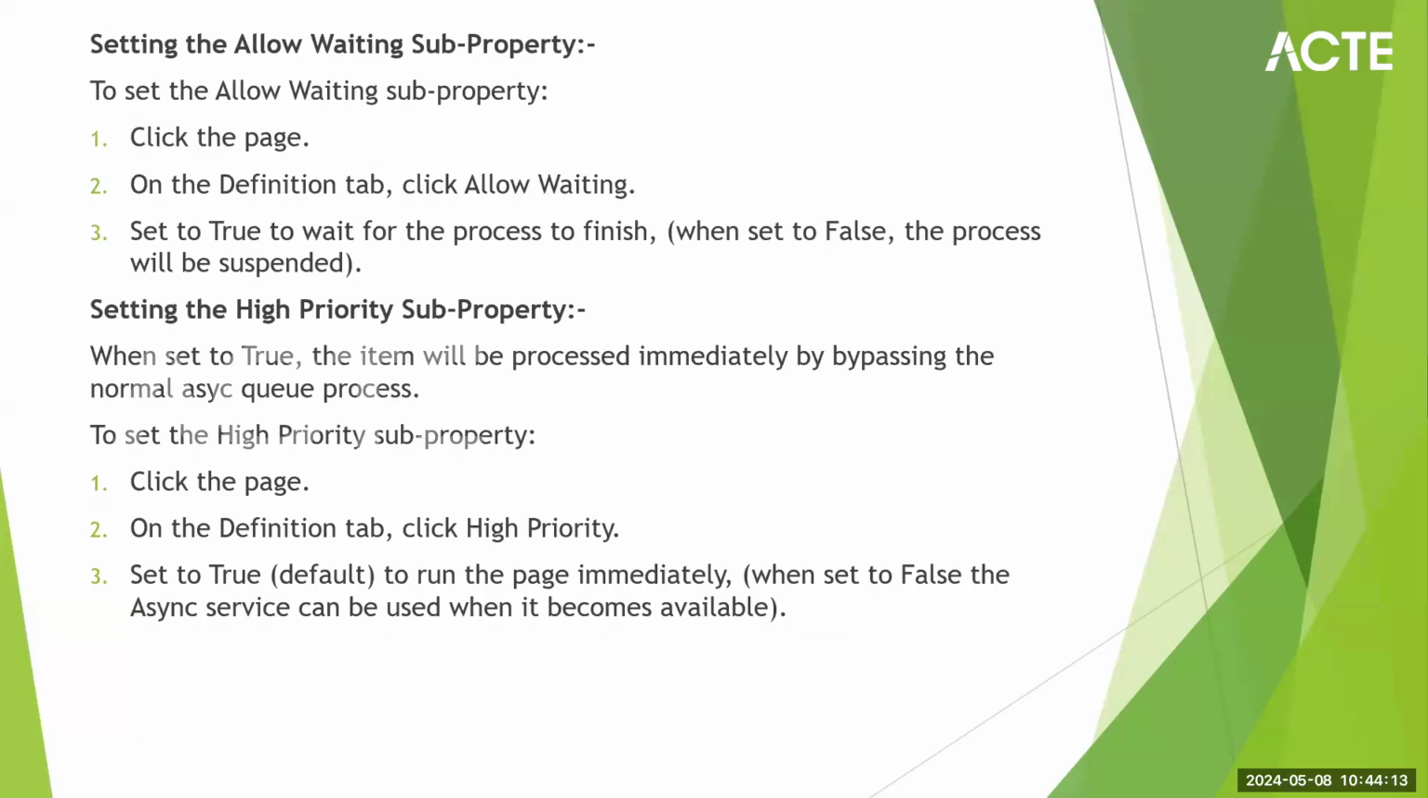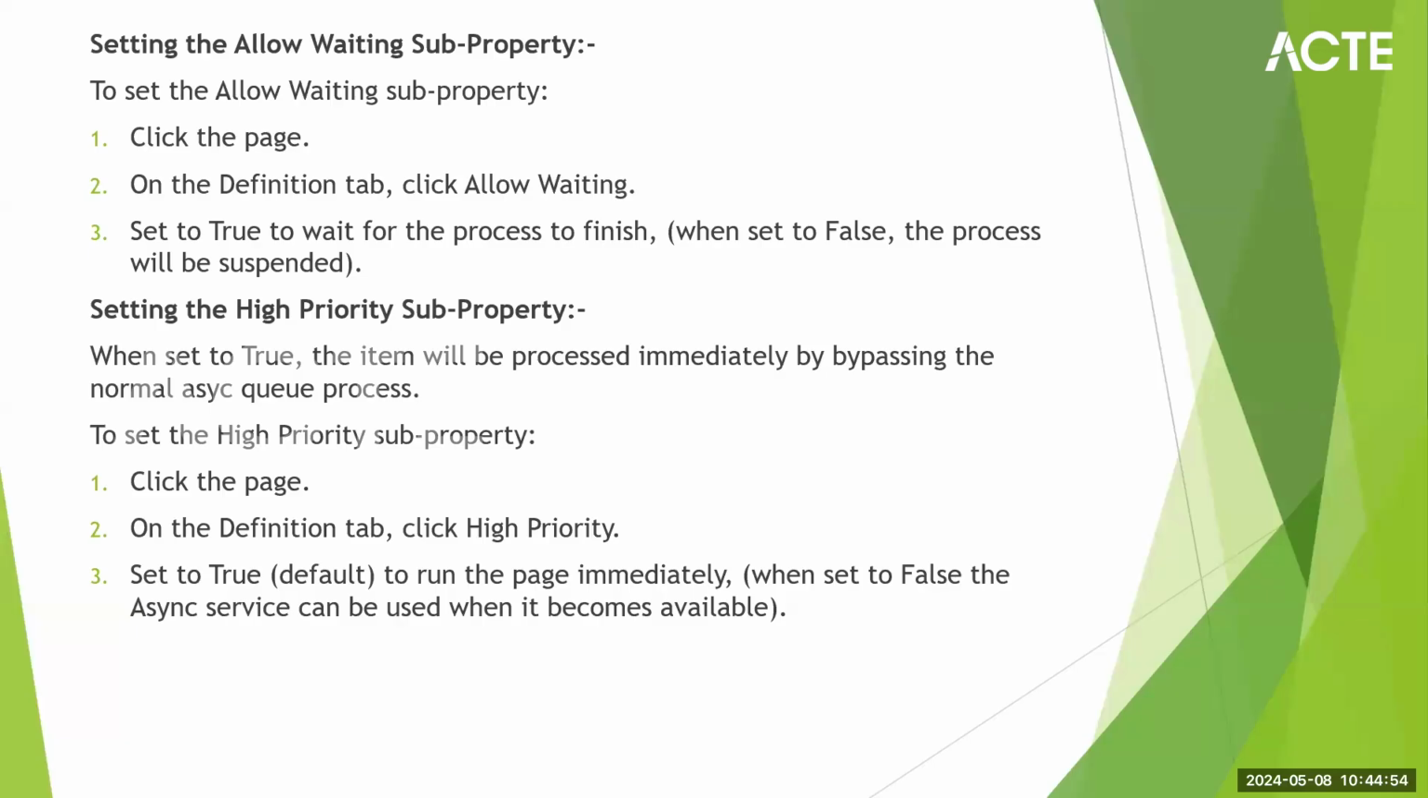Setting the allow waiting sub property. Suppose I'm navigating from one screen to another screen, and on click of that next button, I need, say, 30 seconds of waiting time. So by default, how do you set it? Click on the page, on the definition tab, click allow waiting, set to true to wait for the process to finish. If it is false, it will not wait, and you navigate directly within seconds. Setting the high priority sub property.